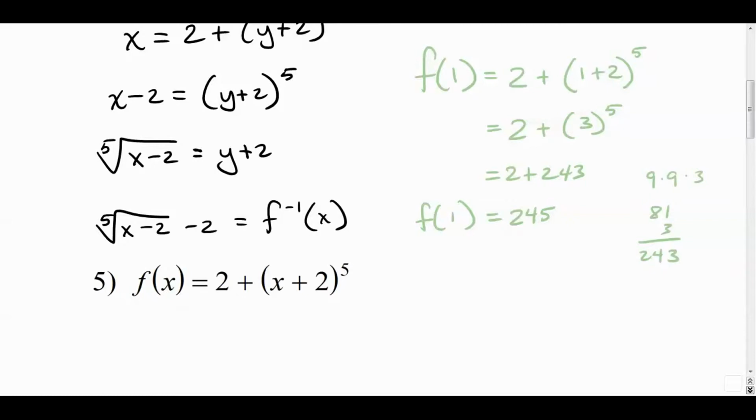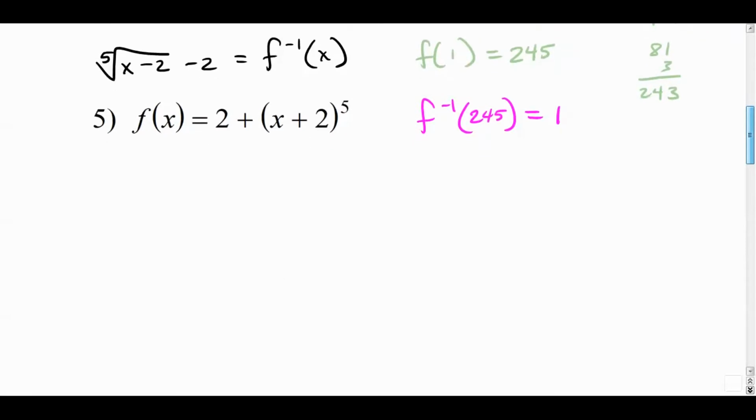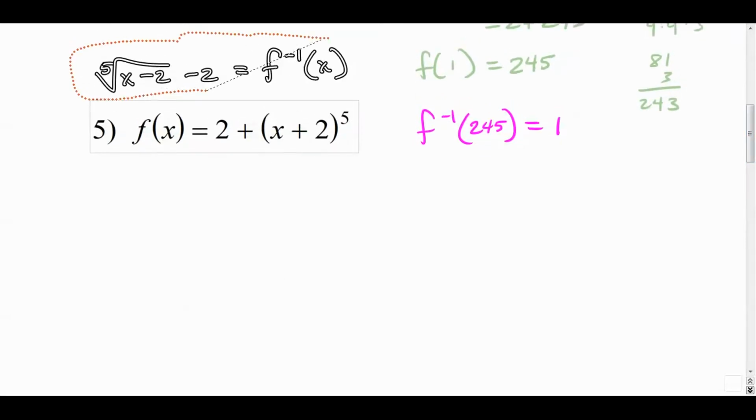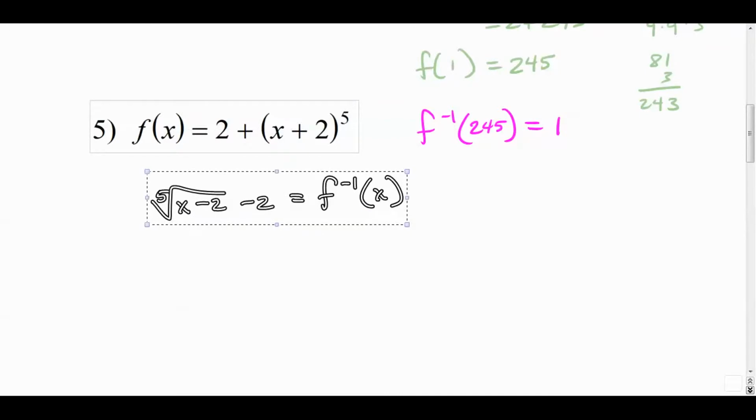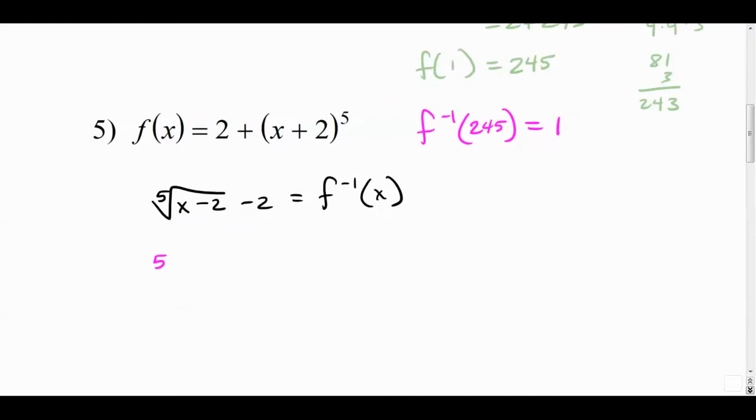So my claim is that if the function gives you 245 when x is 1, the inverse, when you plug in 245, you should get 1. So there's a nice symmetry between those values. The function and its inverse undo each other. So let's check that. Let's take this inverse that we just found, and we'll evaluate it for 245.